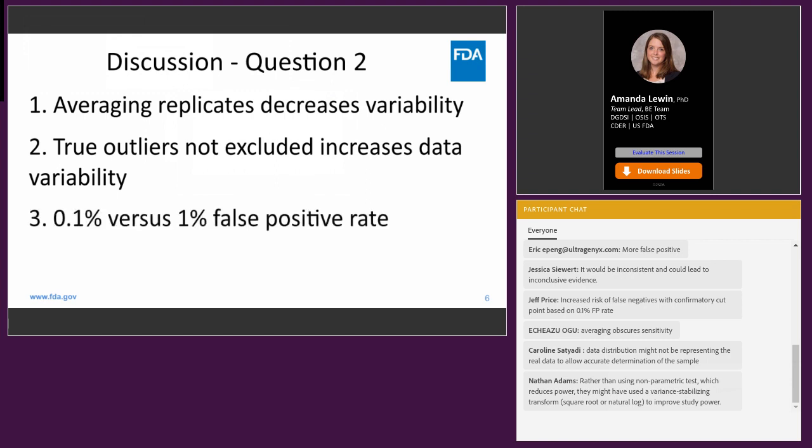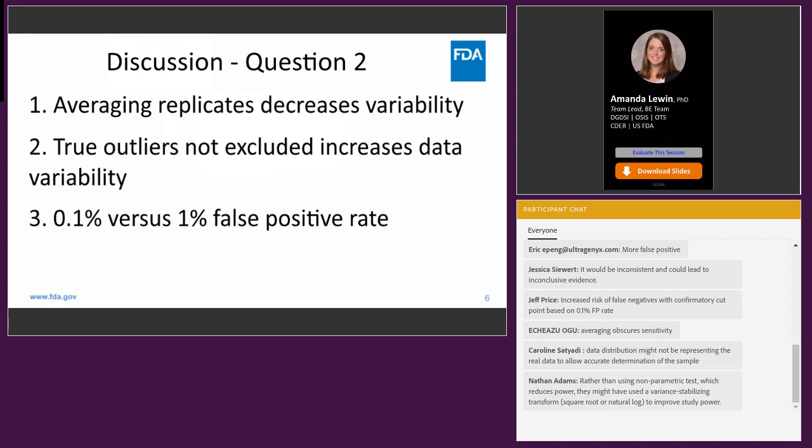And the final point, the 0.1% to 1%, the 0.1% is more stringent than the 1% false positive rate. So this would result in an underestimation of your ADA confirmed positive. So this is erring on the side of false negatives. And I'm pretty sure someone brought that up in the chat. So really glad that you were able to identify that.